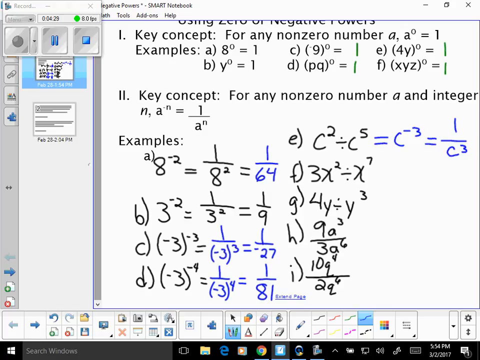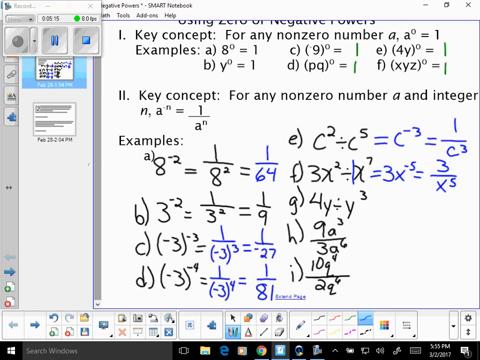Example F. One of the ways to think about this is the fact that you are going to have an unwritten 1 in front of that x. So we really do have the same powers here. 3 divided by 1 is going to be 3. x squared divided by x to the 7th power is going to be x to the negative 5. Now here's the tricky part. That exponent of negative 5 only works on the x. It is not affecting the 3. So our 3 becomes the numerator, and we have x to the 5th power.